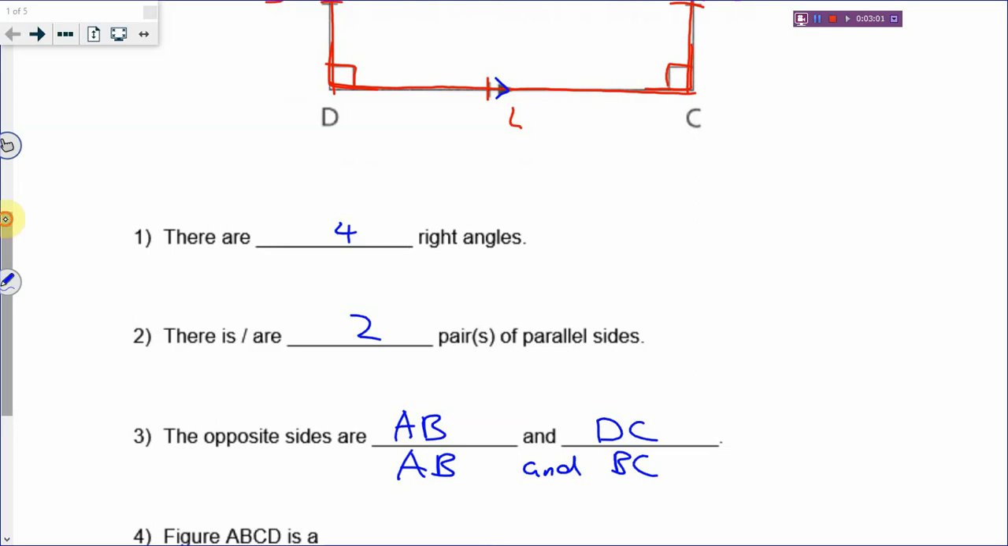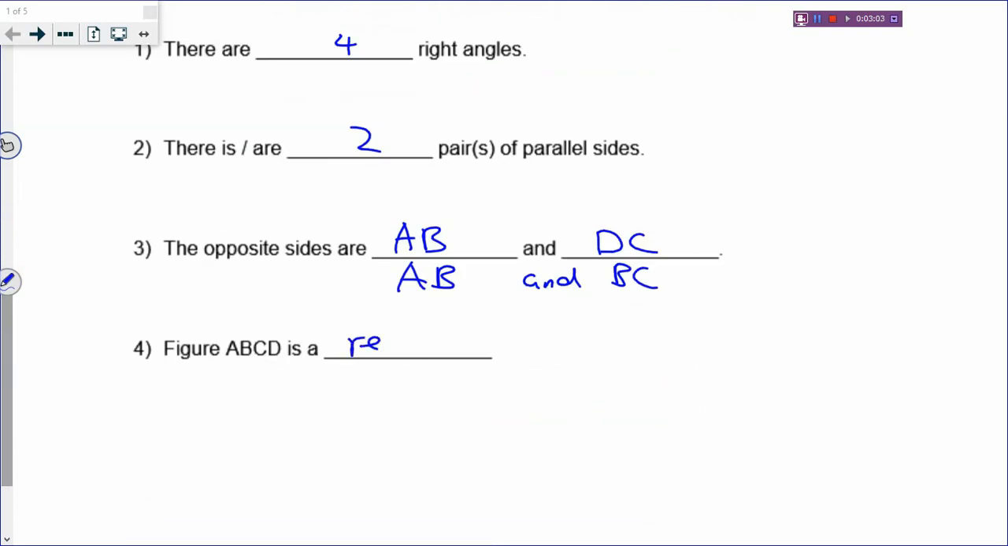So this whole figure is a rectangle. That's what you learn in primary 1, different kinds of shapes: rectangles, squares, and so on. So this is a rectangle.